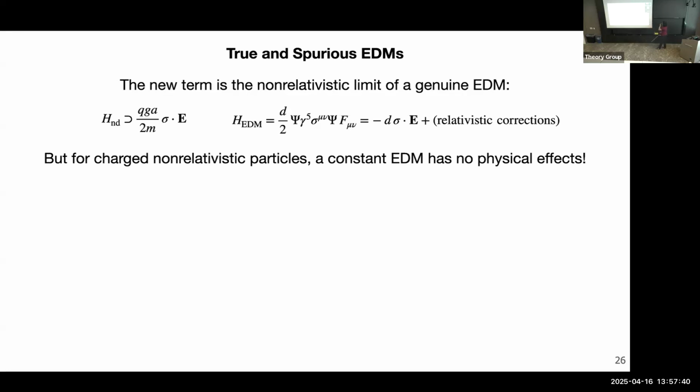Now that's not quite right because when people look for the particles with electric dipole moments, they really look for this term, which is relativistic. So this is the term in the Hamiltonian of the particle that actually gives you a relativistic EDM. But then when you take the non-relativistic limit, you get, of course, d sigma dot E plus relativistic corrections. So still, it looks like, at least in the non-relativistic limit, this is what an electric dipole moment is. But in fact, and this is something that has been known since the 1950s, but is actually quite tricky, if you have a charged, non-relativistic particle, a constant EDM doesn't actually do anything. An EDM of this form.